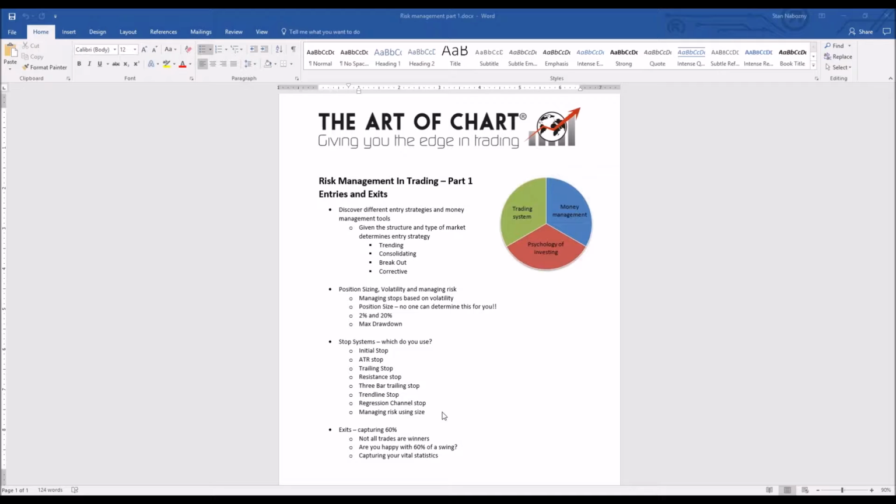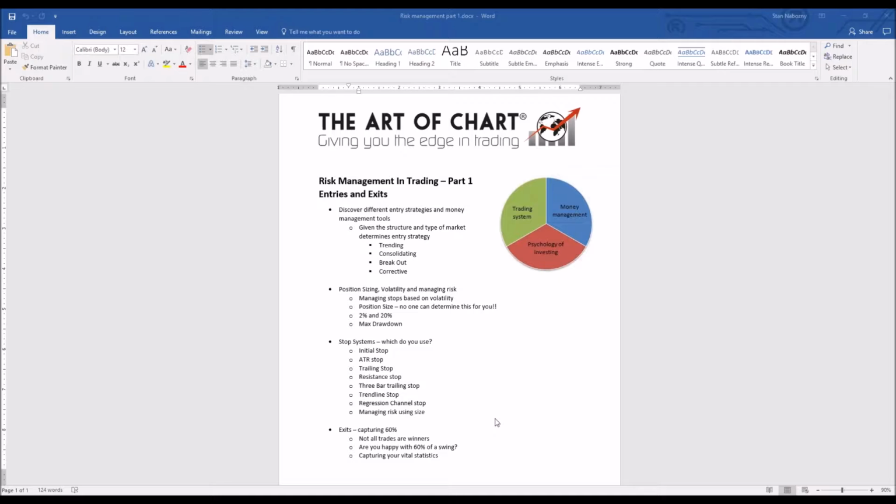And managing risk using size. You can have wider stops with smaller size, and sometimes you can trade without a stop if you have a small position size, one third of your normal size, for example. So those are a couple of different stop systems and different ways of thinking about stop systems.